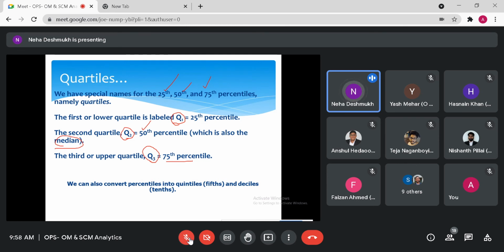Actually, it shows the proportion of data above a particular range. I repeat, it shows the proportion of data above a particular range. So the first quartile shows the 25th percentile, means 25% values are below that range and 75% values are above that range. You know the percentile system.